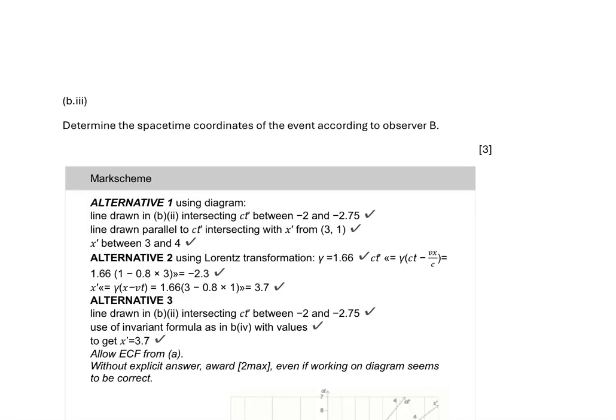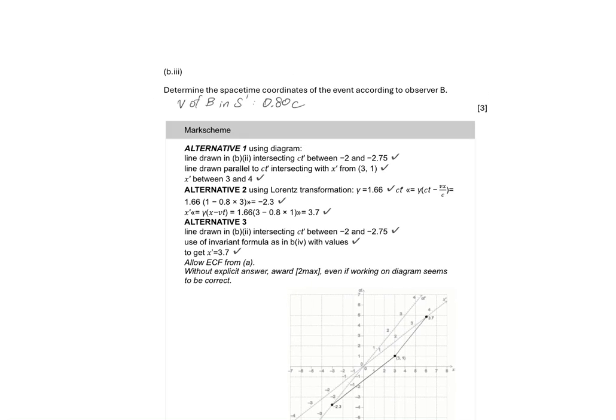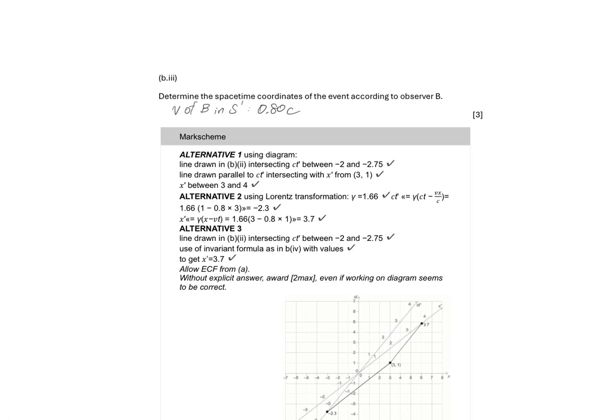Now it says, what are the spacetime coordinates of the event according to observer B? Well, we've already established that the velocity of B in S prime, the frame itself, is 0.8 times the speed of light. And they say there's two different ways of doing it. You can do it using the diagram or using Lorentz transformation. So let's look at the diagram. And this is 3 marks. So it gives a mark each for the lines, and then a mark for the answer.